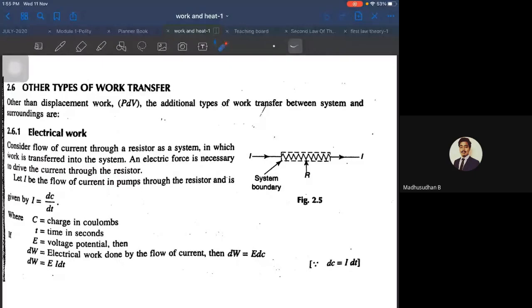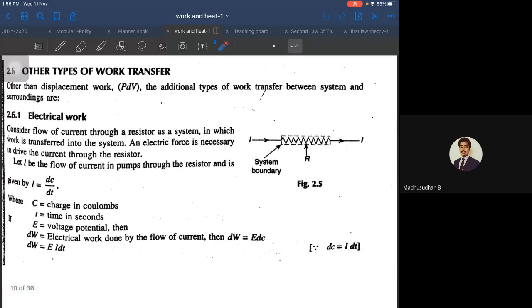The number one work is the electrical work. You already know that there will be a suitable resistance for the flow of electrical charges. Against this resistance, if current wants to flow, then you must provide a potential difference. And the current which flows through this is given by I equals dq divided by dt, where q is the charge. So that is all about the electrical work.